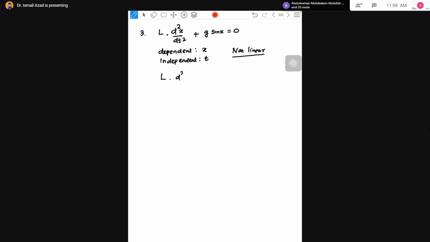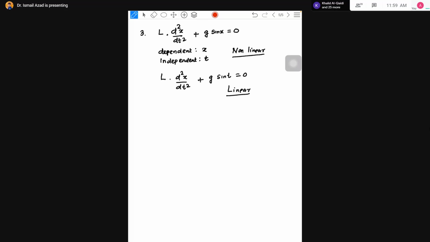Same question, I will change it like this: L d square x over dt square plus g sine t equals 0. What will you say? Linear. That means here test 1 and test 2 both pass. Clear or not? Yes.